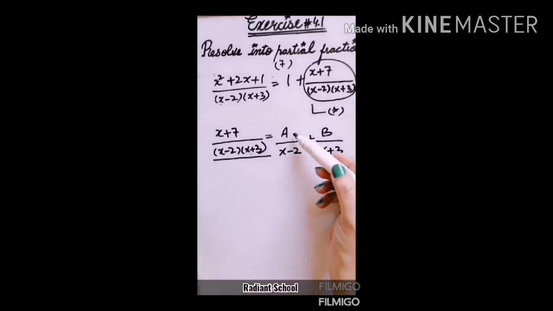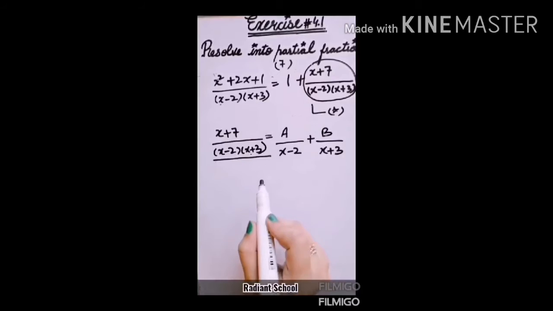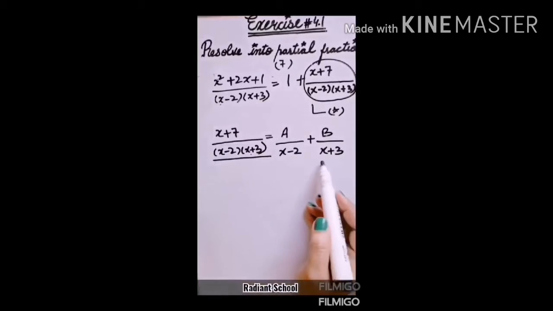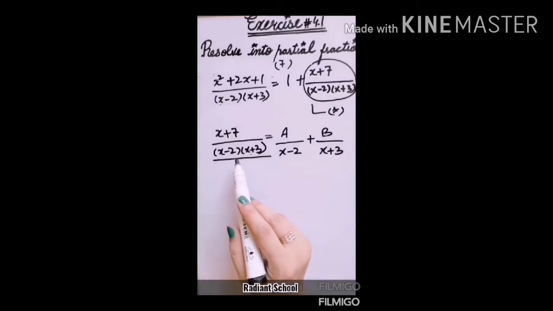Then you will select capital A over the first linear factor, capital B over the second linear factor. I have told briefly that you can change the arrangement as well. No change will be there in the answer. The next step is that you have to take the LCM of all the denominators. You can see the LCM is x minus 2 and x plus 3.